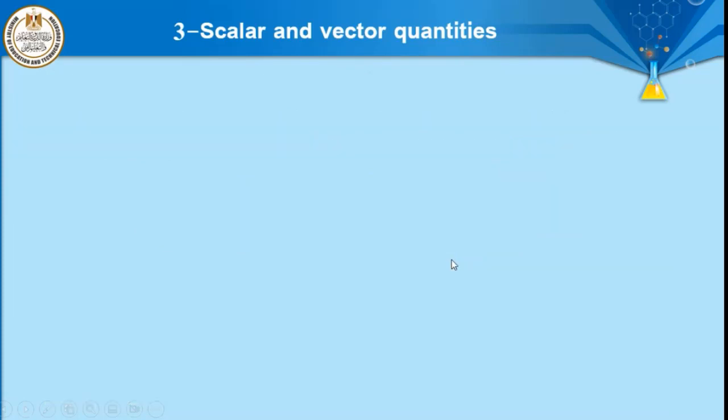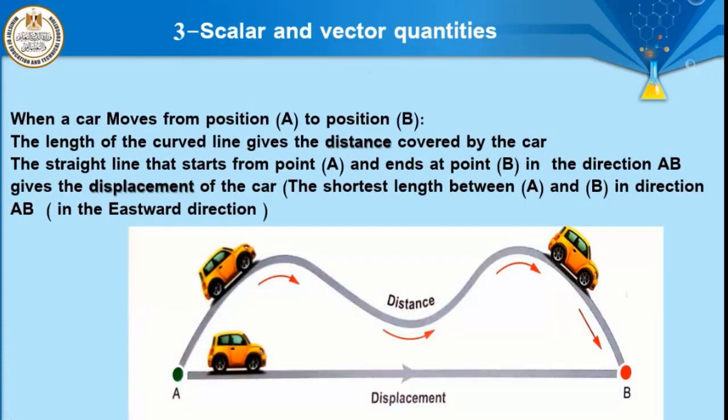Yes, when this car moves from position A to position B, the length of the curved line gives the distance covered by the car. The straight line that starts from point A and ends at point B in the direction EB gives the displacement of the car. It is the shortest length between A and B in the eastward direction. When the car moves in a straight line, it is a displacement, but when it moves in a curved line, it is called distance.